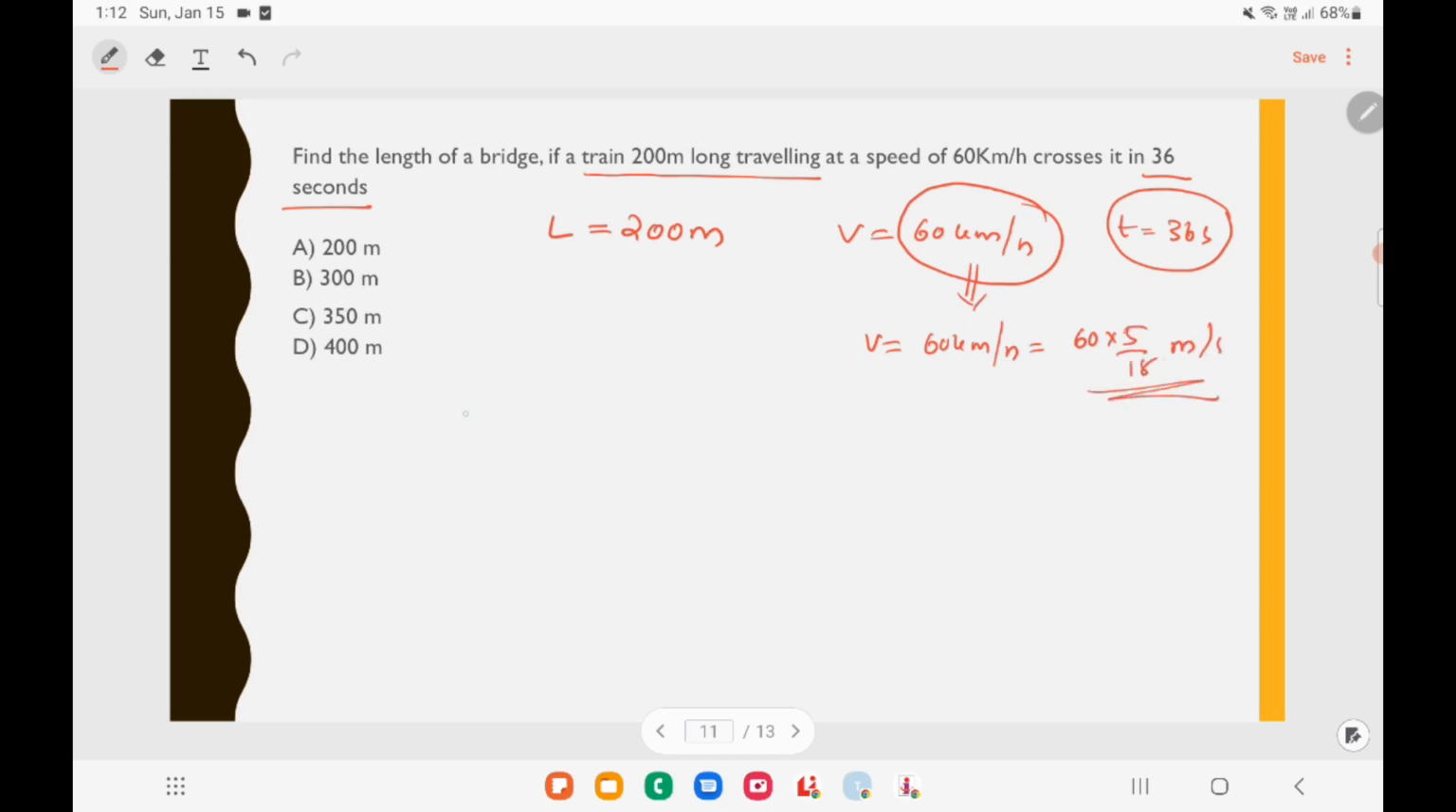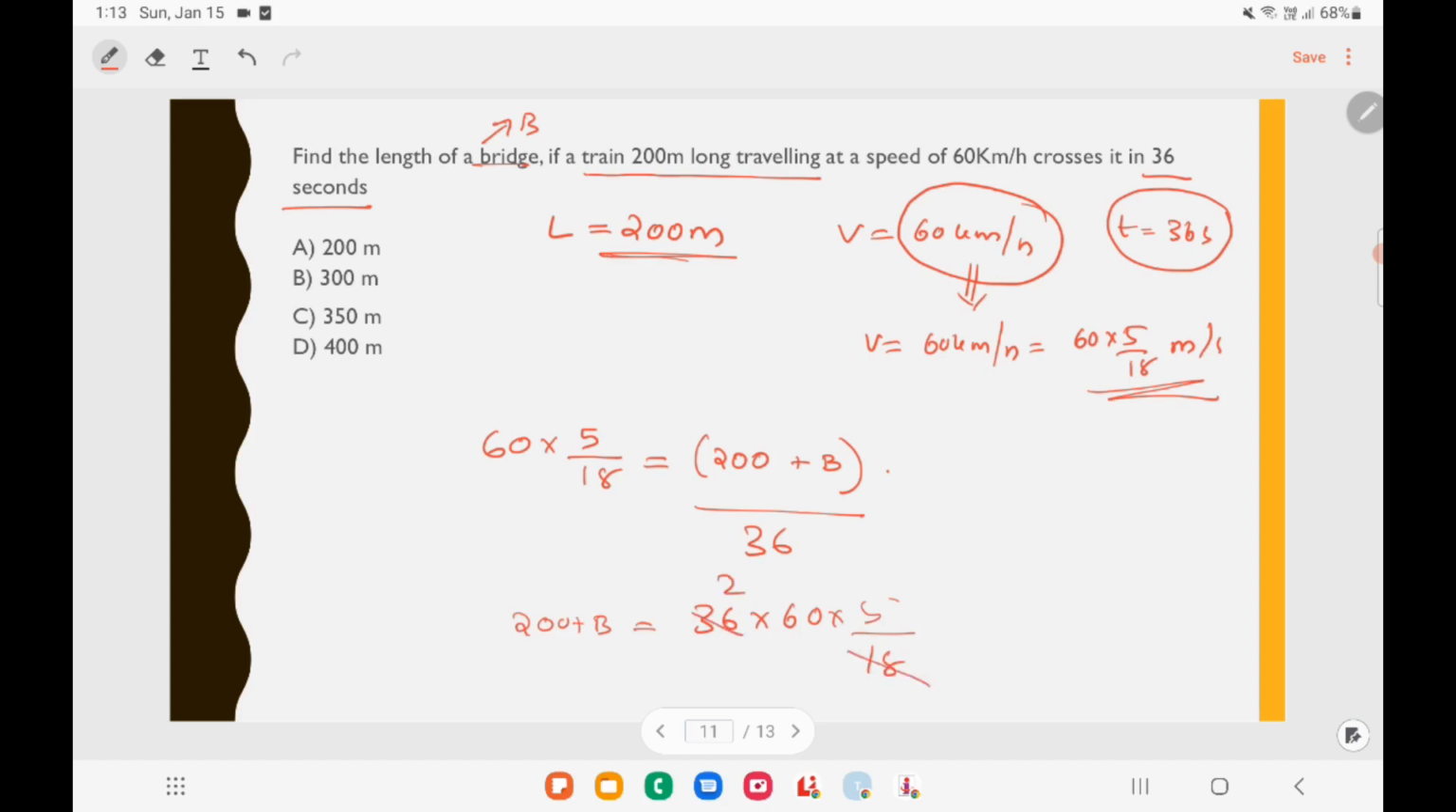Now speed is equal to distance traveled by time. So speed 60 into 5 by 18 is equal to distance, which is 200 meter length of the train. Let's assume the length of the bridge is B. So distance traveled will be 200 plus B, divided by time, which is 36. So 200 plus B is equal to 36 into 60 into 5 by 18. This will become 600. Then B is equal to 600 minus 200, which is equal to 400 meters.